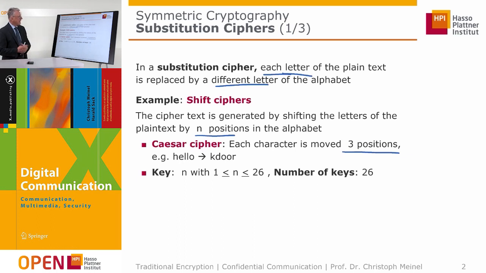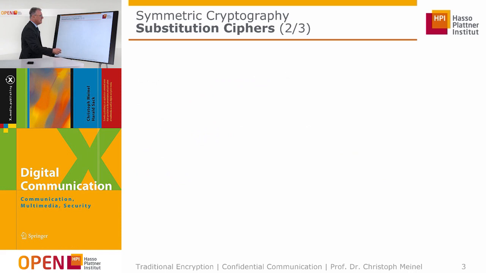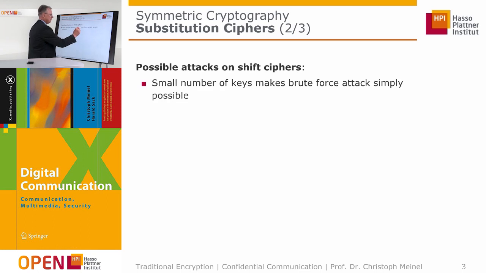What is the key in such a shift cipher? The key, clearly, is the n. That's the number of positions that are used to move the letters to produce the ciphertext. And the n in a Latin alphabet can be between 1 and 26, so the number of keys is 26. This is a very low number, and of course it allows brute force attacks.